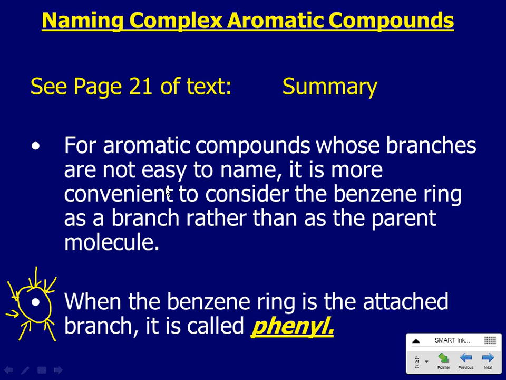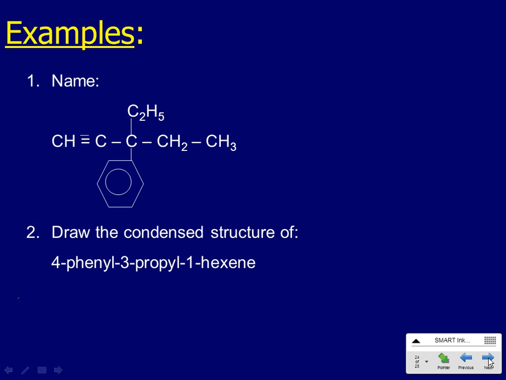So again, that first branch just says it's easier to consider these big long chains with a benzene on it, treat the benzene ring as a branch. So just the second bullet is all that is needed. Okay, and we've got to name one and draw one, essentially.